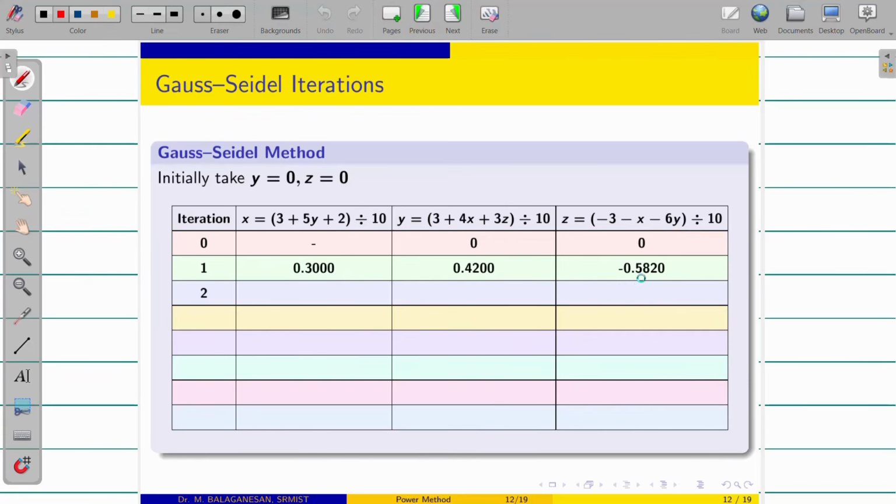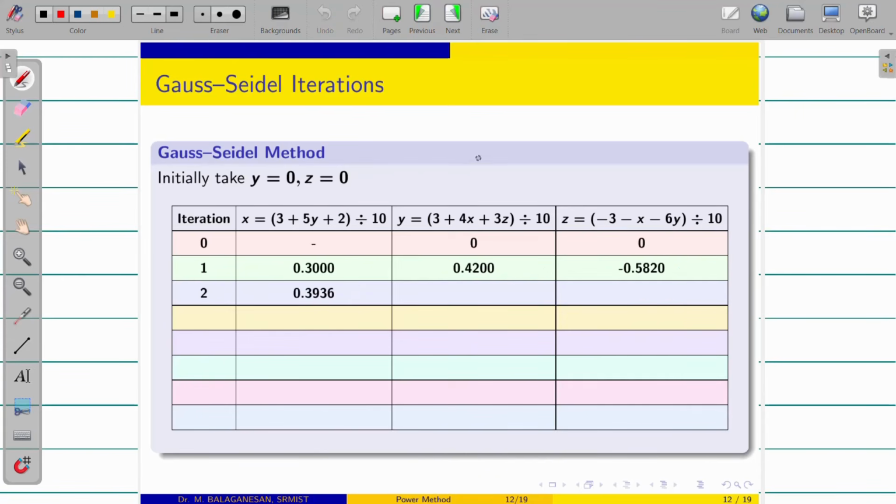Now come to the next iteration, second iteration. Tell me it is 2z. Don't forget it. Typo error. Right. So now I have to find x. Which y and z can I apply? Obviously, this is the recent y, this is the recent z. There is no other recent value. So these two values we have to apply to get this.